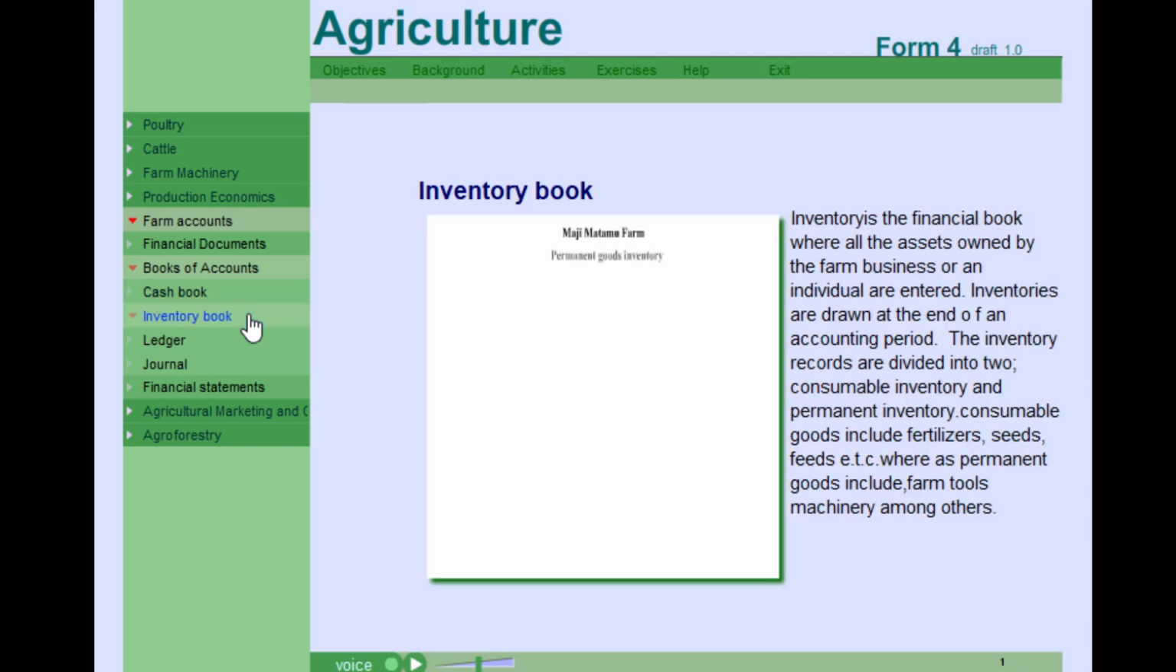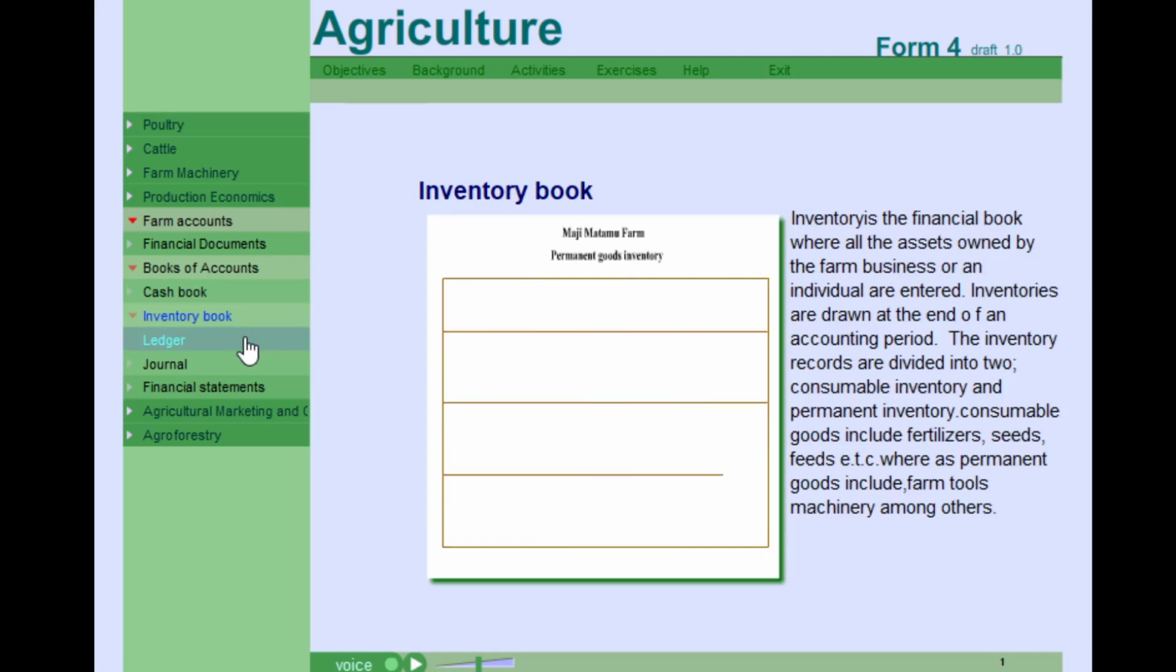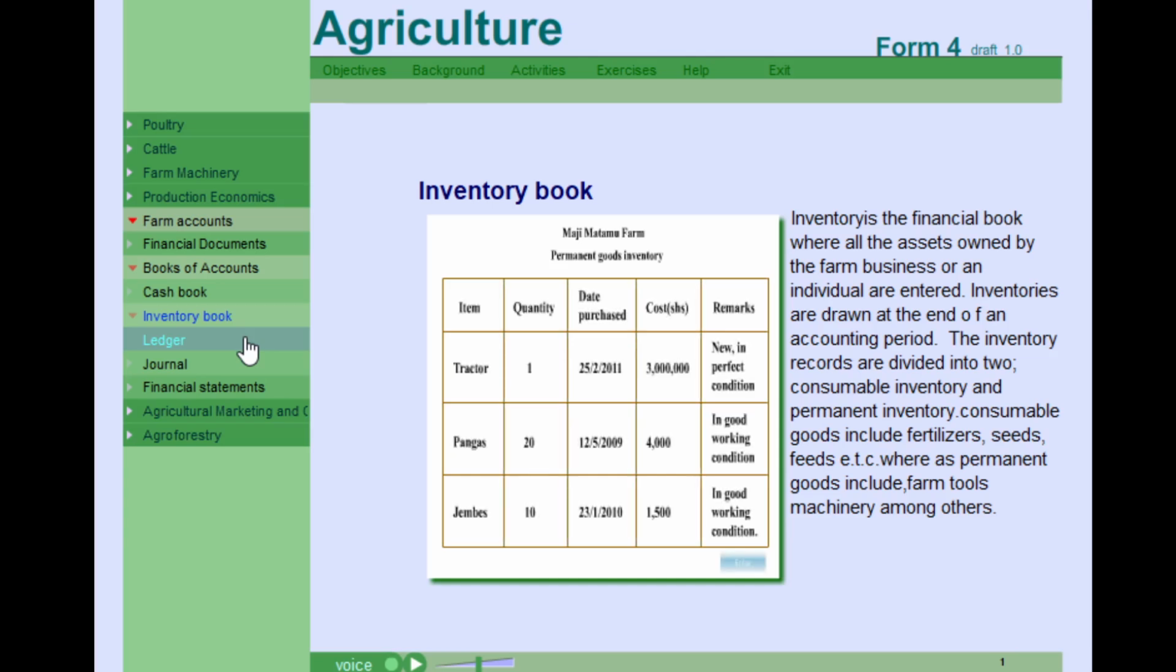Inventory book is the financial book where all the assets owned by the firm, business or an individual are entered. Inventories are drawn at the end of an accounting period. The inventory records are divided into two: consumable inventory and permanent inventory. Consumable goods include fertilizers, seeds, feeds, etc., whereas permanent goods include farm tools and machinery.